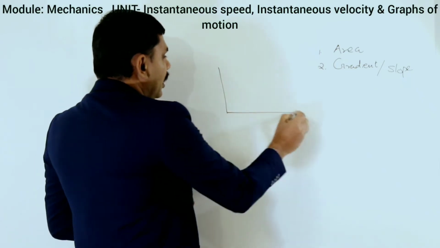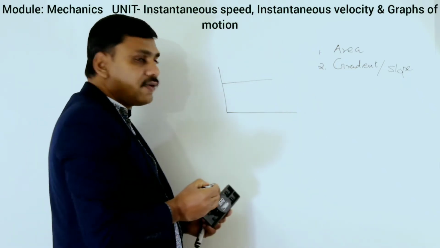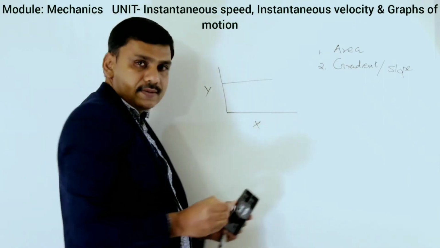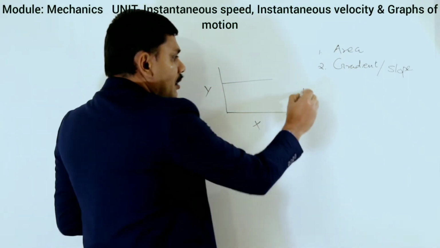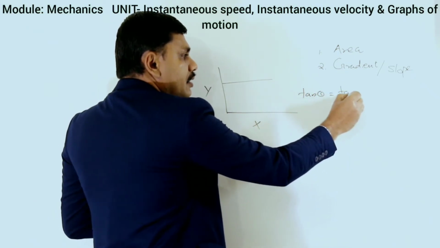Then what will be the gradient of this graph? The gradient of this graph will be 0. What is the reason? Because tan 0 is 0.